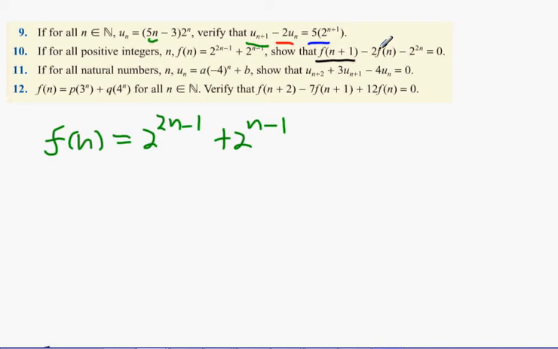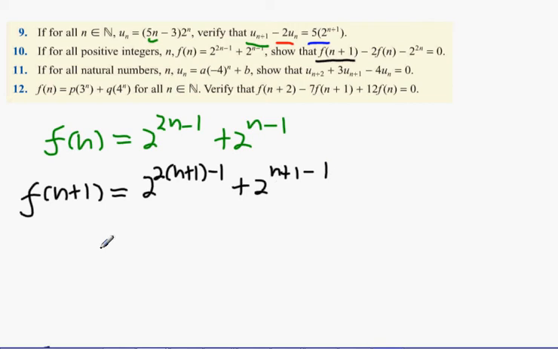Show that f of n plus 1 minus 2 f of n minus 2 to the power of 2n equals 0. So to pick up marks, you're just going to say, alright, n plus 1. Replace all n's with n plus 1. So it's going to be 2 to the power of 2 times (n plus 1) minus 1 plus 2 to the power of n plus 1 minus 1. Now, trick here is that's going to be 2n plus 2 minus 1, which is going to be 2 to the power of 2n plus 1. The next one is going to be the 1's will cancel, and when the 1's cancel, what we're going to be left with is 2 to the power of n. That's f of n plus 1.